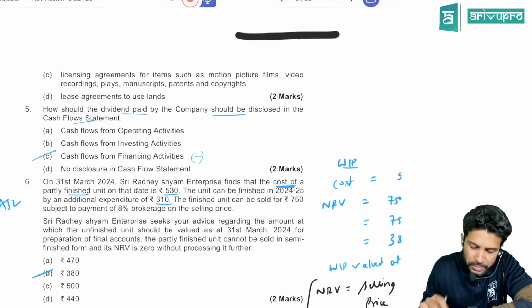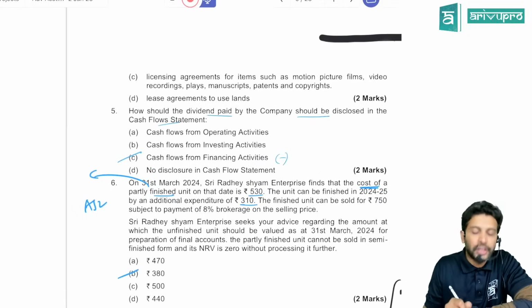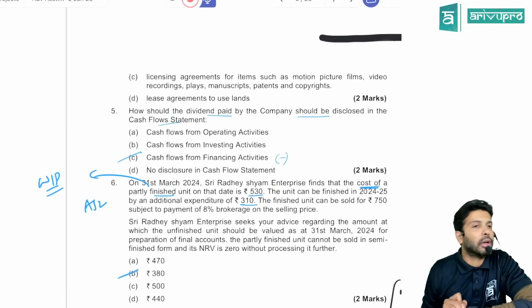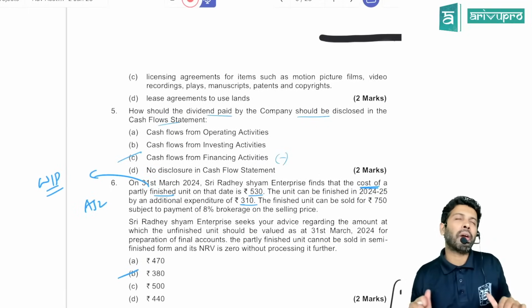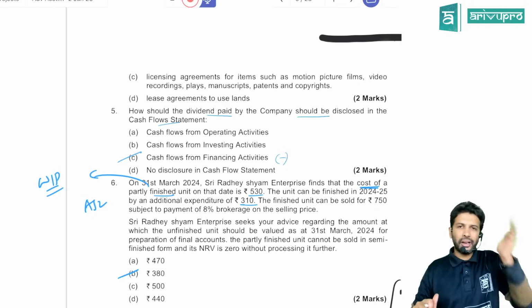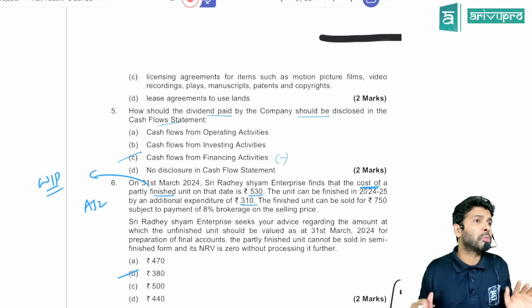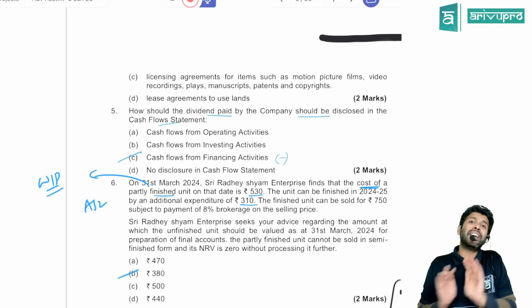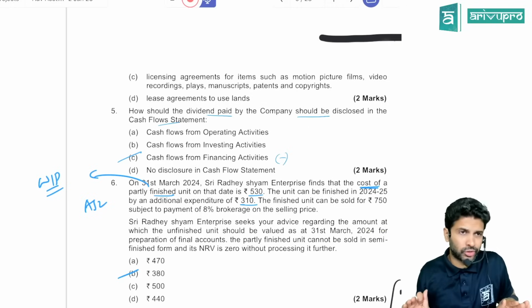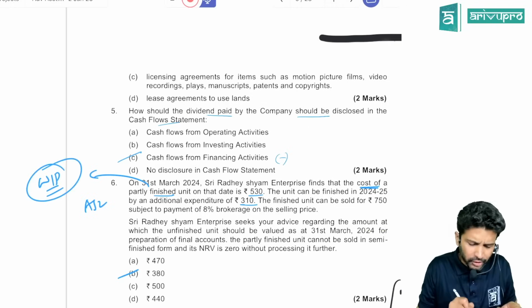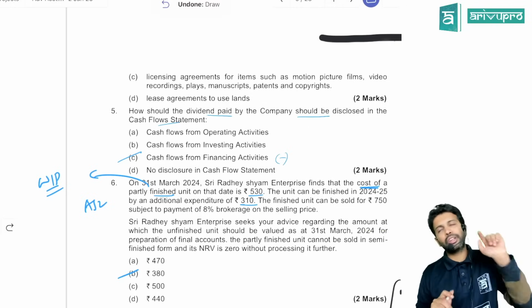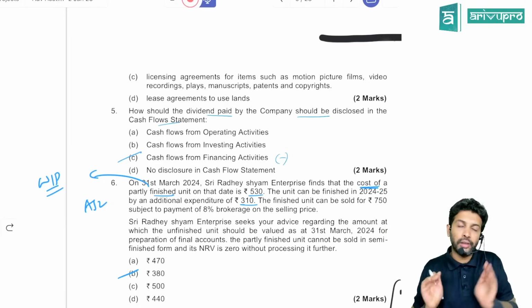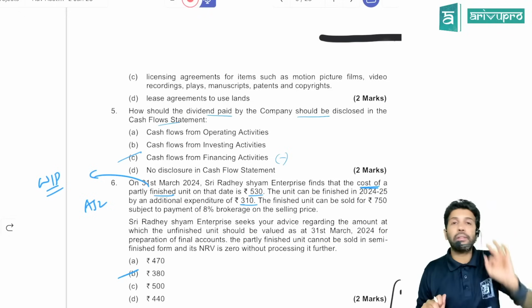Partly finished product means, is it raw material, finished goods or WIP? WIP. And we know, how should the inventory be valued? Doesn't matter whether it is raw material or work in progress or finished goods, inventory should be valued at cost or NRV, whichever is lower. Raw material inventory valuation is linked with finished goods. So we're not talking about raw material, we're talking about WIP. How should the WIP be valued? Cost or NRV, whichever is lower.